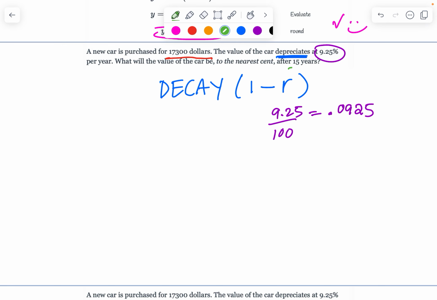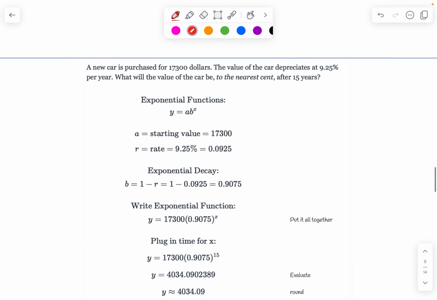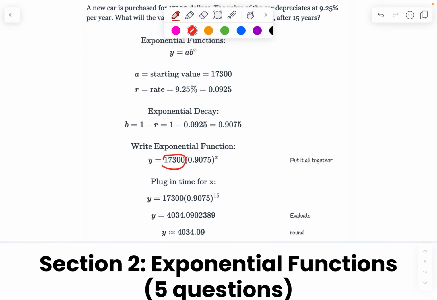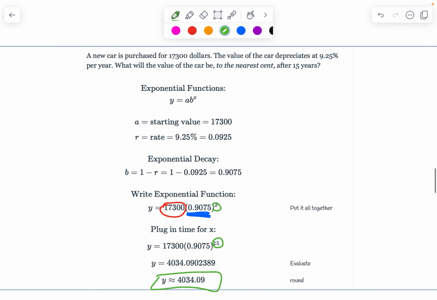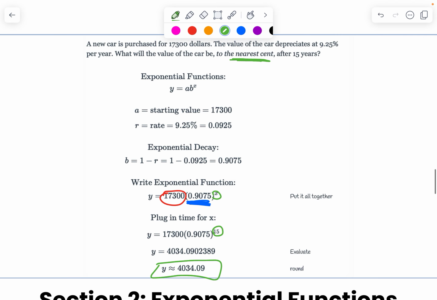And then we want to know after 15 years. So we're going to raise it to the 15th power and have the number right in front of here, 17300. Again, click solution. You'll see that's exactly how they did it. 17300. They did 1 minus. That gave us a decay base, a base less than 1. And then they plugged in for x the number 15, and round however it says. This one says to the nearest cent.